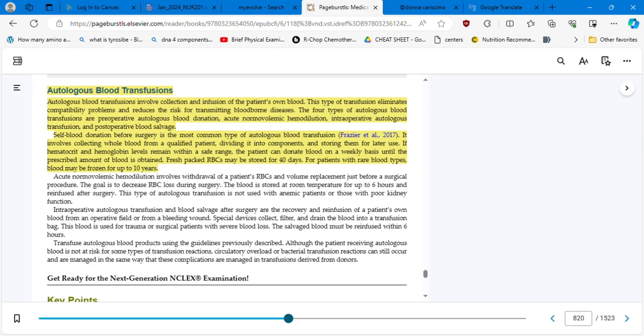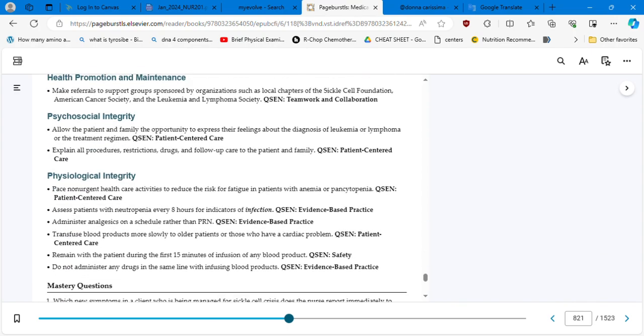Self-blood donation before surgery is the most common type of autologous blood transfusion. It involves collecting whole blood from a qualified patient, dividing it into components, and storing them for later use. If hematocrit and hemoglobin levels remain within a safe range, the patient can donate blood on a weekly basis until the prescribed amount of blood is obtained. Fresh RBCs may be stored for 40 days. For patients with rare blood types, blood may be frozen up to 10 years. These are factors that are good for general knowledge, and that's why I brought it to your attention.